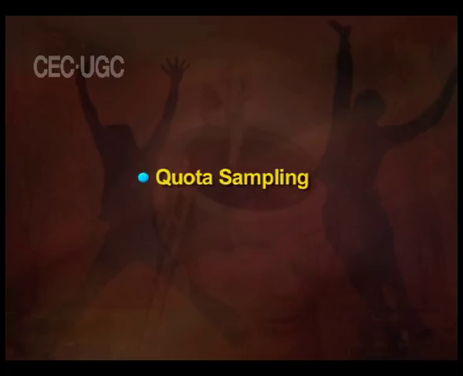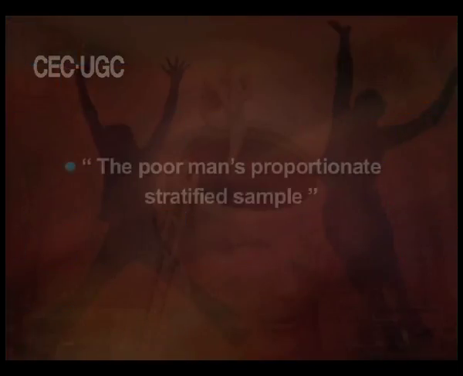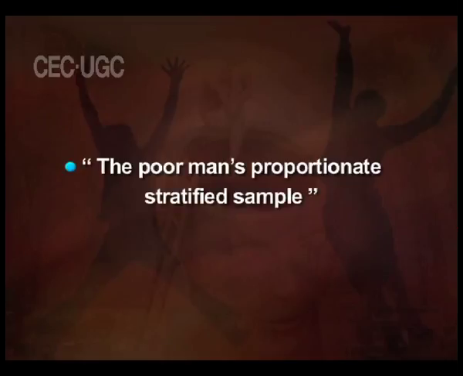Here, the investigator identifies the different strata of the population, and from each stratum, he or she selects individuals arbitrarily until a specified number is reached. Quota sampling and proportionate stratified random sampling are very similar, with the only difference being that in quota sampling, the final selection of individuals is not random, whereas in proportionate stratified random sampling, we rely on random selection of participants. Hence, quota sampling is sometimes referred to as the poor man's proportionate stratified sample.